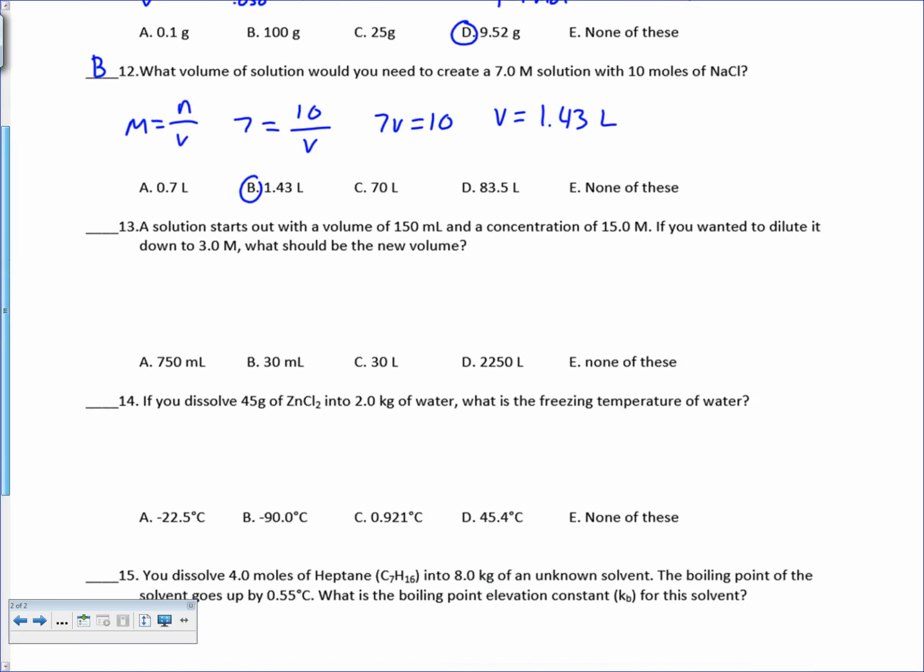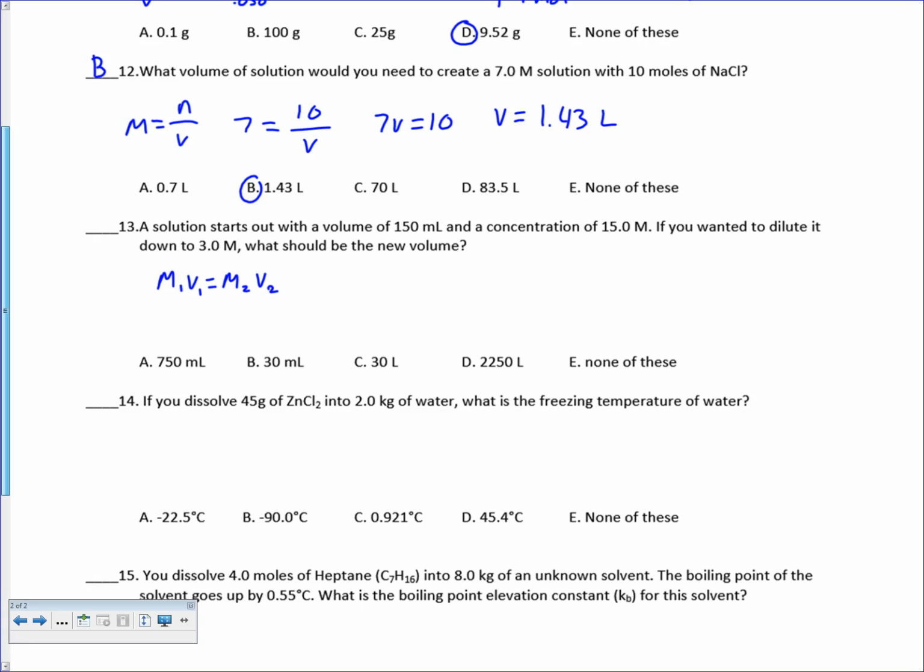For 13, it says a solution starts out with a volume of 150 milliliters and a concentration of 15 molar. If you want to dilute it down to 3.0 molar, what should be the new volume? This is a dilution problem, which means you're using M1V1 equals M2V2. Because volume's on both sides, it doesn't matter what units it's in. It just has to be the same units on both sides. If we put milliliters in, we'll get milliliters out. If one's given in milliliters and the other in liters, you need to get them to be the same units and then multiply it.